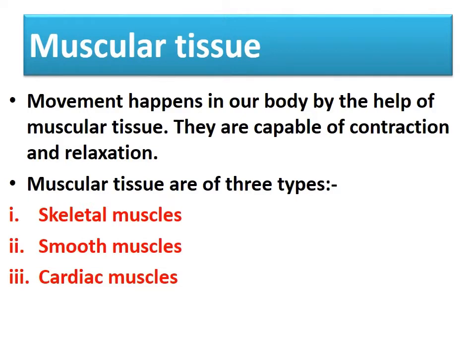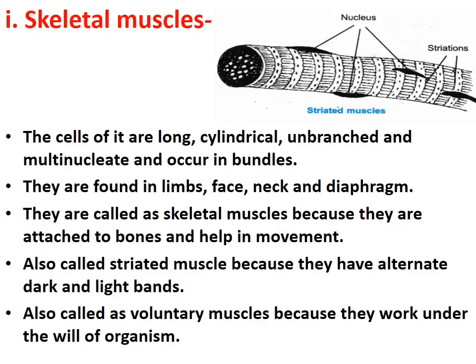Muscular tissue is of 3 types: skeletal muscles, smooth muscles, and cardiac muscles. We will see these different types of muscular tissues, their functions, their locations, their diagrams and their differences. All these things will be done in detail. In this video lecture I will tell you about the first type of muscular tissue, and that is skeletal muscle. I have told you about this in my previous lecture also.